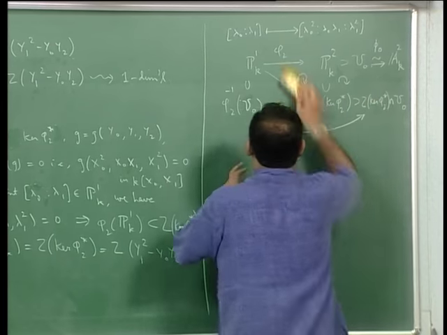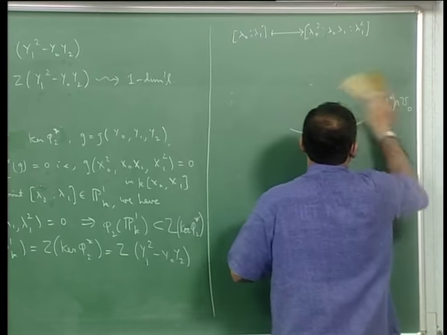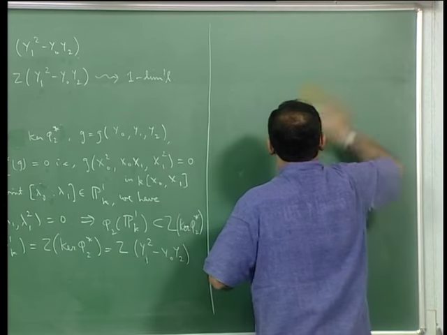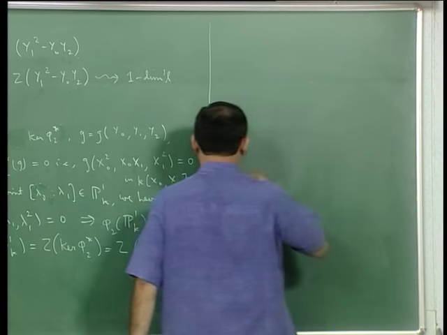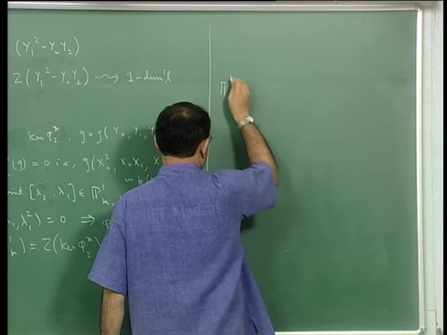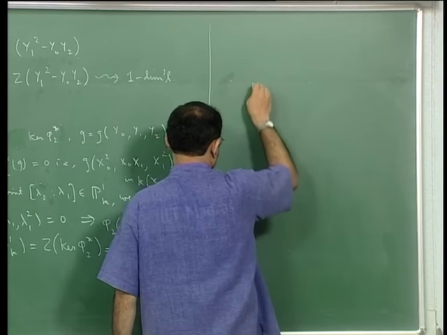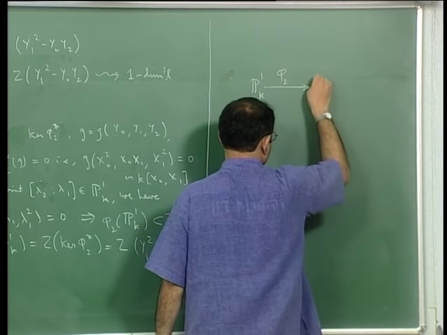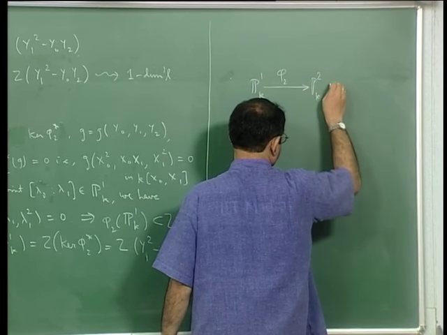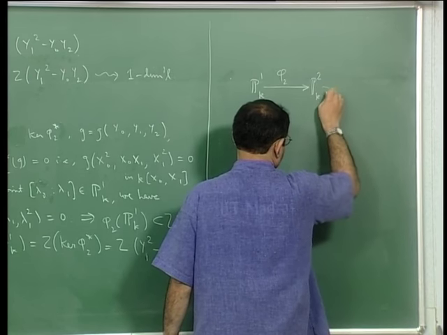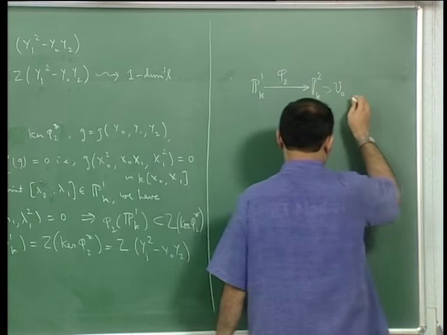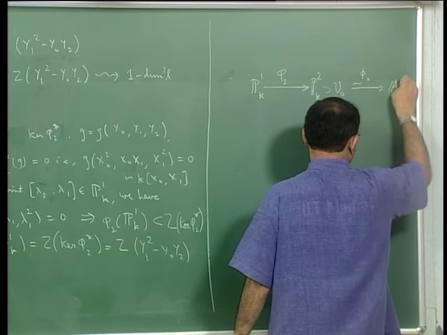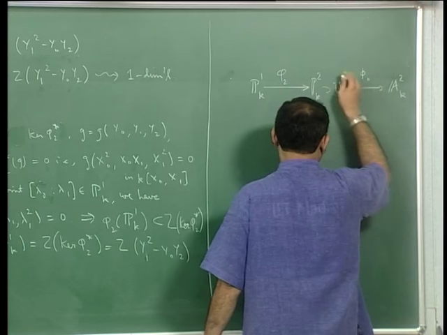I need a larger diagram. So let me draw it again. So you know, so I have this P1, I have P2, and I have U0 here, which is identified by phi 0 with A2, and you know what this map is.